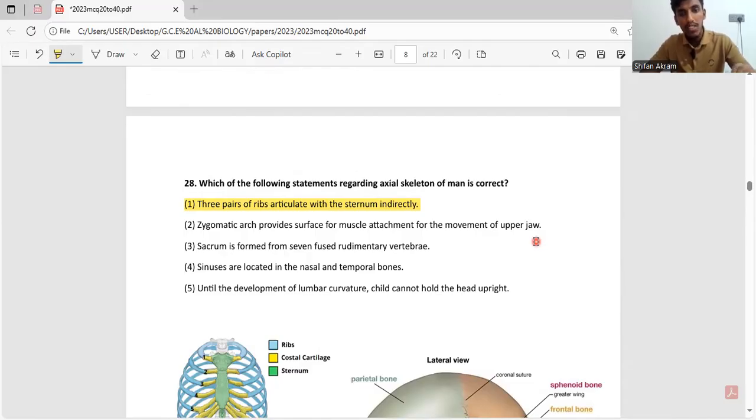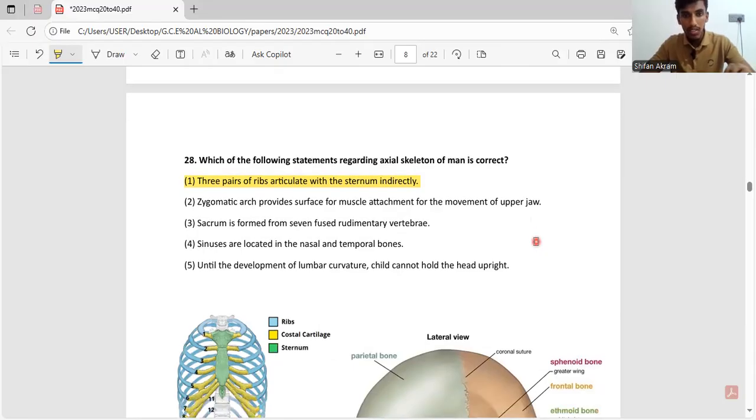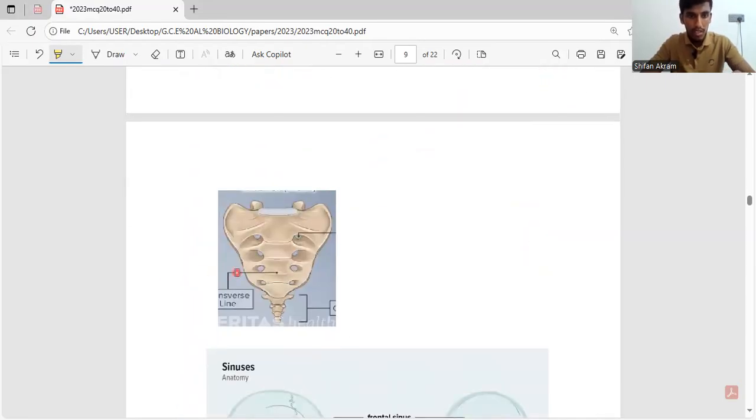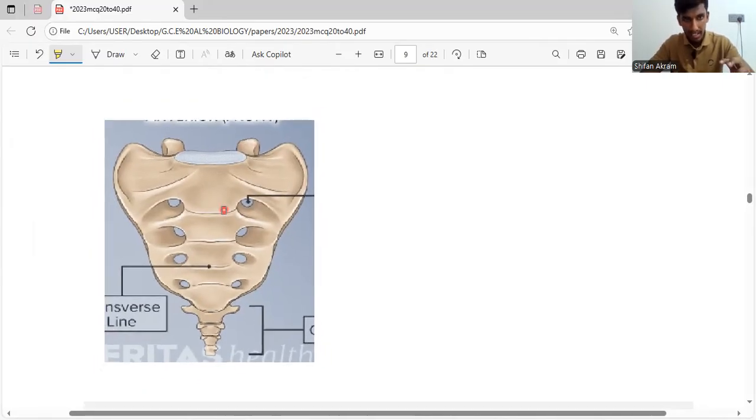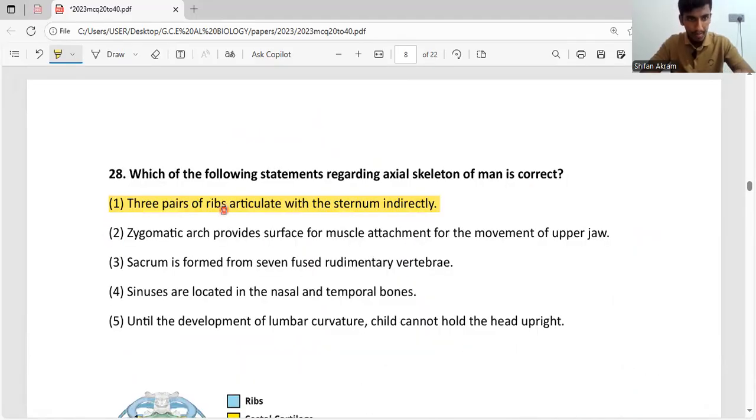Okay, then we have the third one. Sacrum is formed from 7 fused rudimentary vertebrae. Sacrum is formed not from 7 but by 5 fused rudimentary vertebrae. Here you can see 1, 2, 3, 4, 5 vertebrae that are fused together, not 7. Again, that statement is also wrong.